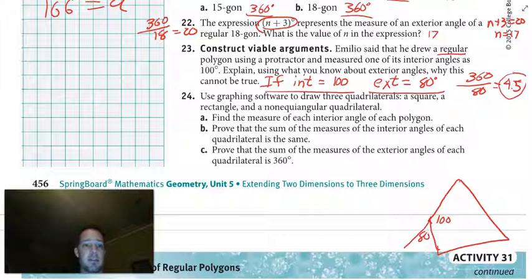24 is using the GeoGebra software. If you wanted to go in and do that, you could. It's just about proving the interior angles of a quadrilateral and exterior angles. So we don't need to look at that. Good luck with the activity practice. We do have one more lesson, finding the area of regular polygons now that we know what they are. Let's get to that one.